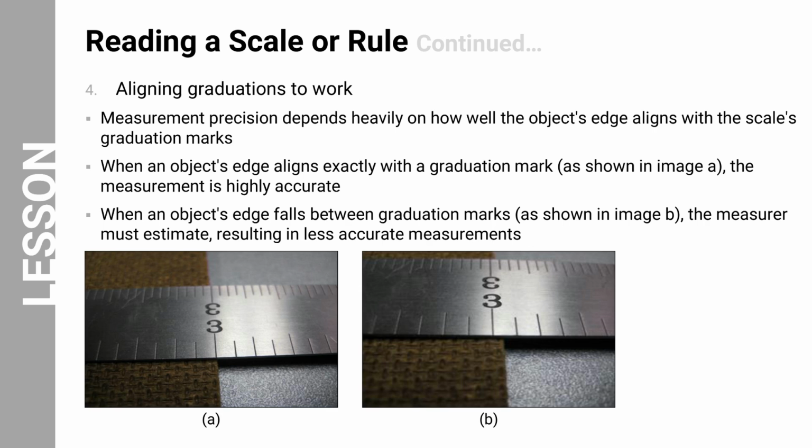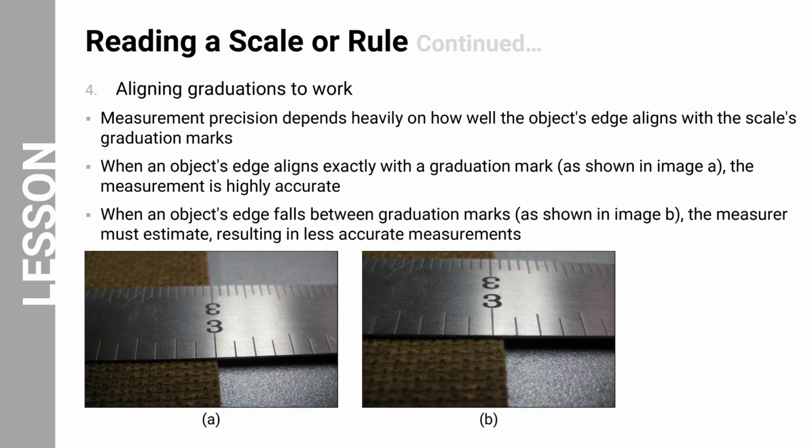Precision is also dependent on alignment of the work with graduations on the scale. When measuring an object, if the edge of the object measured aligns exactly with the graduation on the scale, the measurement is quite exact. This is not likely to happen for every measurement. When the edge of the work is not aligned with the graduation, you have to estimate the measurement. Your measurement will likely not be very accurate.